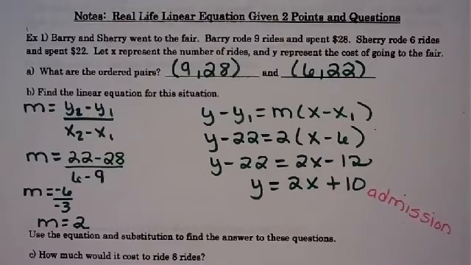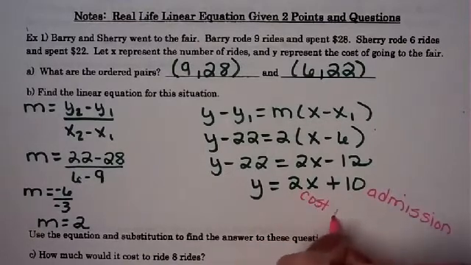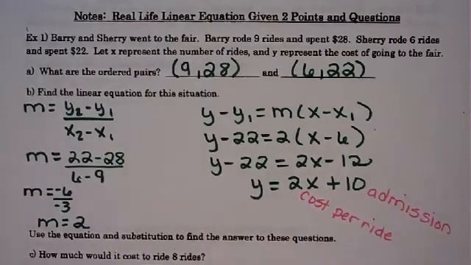Okay. Now, what is the 2? Well, what's changing in this problem is how many rides they're riding. So that is the cost per ride, right? So each ride's going to cost them $2. Okay. Again, just understanding what that rate of change means and what the y-intercept means. Okay. You go to the fair, you got to pay to get in. Okay. And then if you ride rides, that's extra.